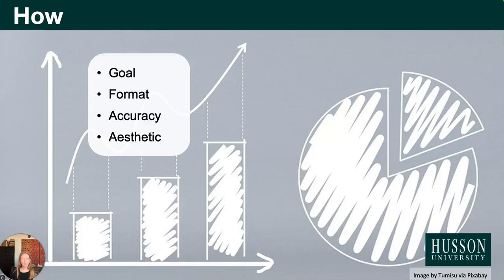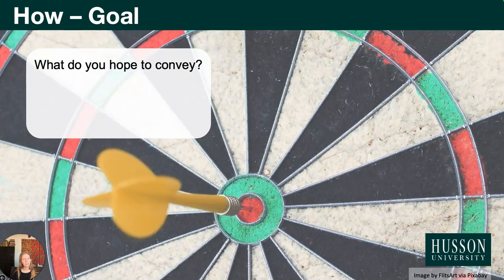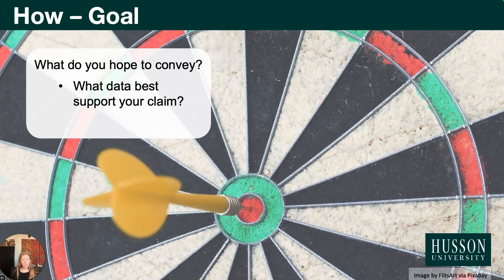So identifying those key ideas and the best fit format, looking at your labels, layout, scale, context, and your colors or tone or the accessibility piece. All of these we will consider moving forward. So the first piece is the goal. What do you hope to convey through your data visualization?